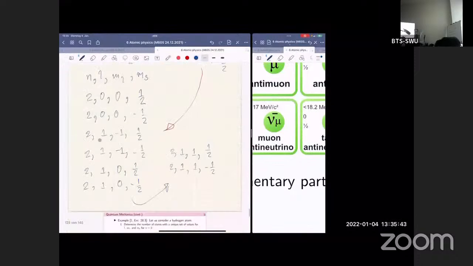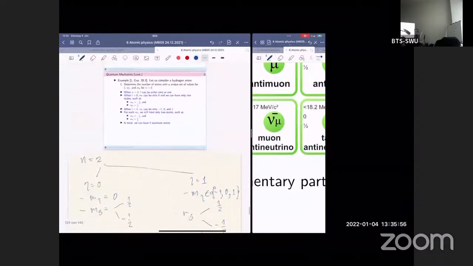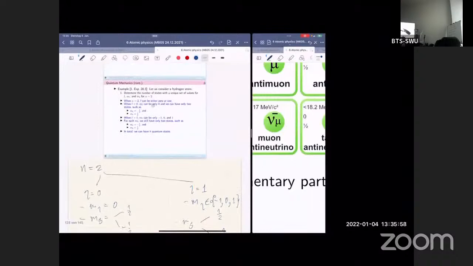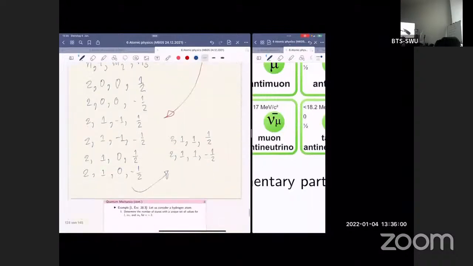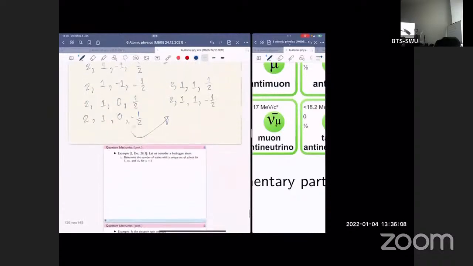This is the spanning of the possible values for N, L, ML, and MS, and that's the possible quantum states for n equal to 2. For the homework you can choose any n to get another set of quantum states. Here let's consider a hydrogen atom.